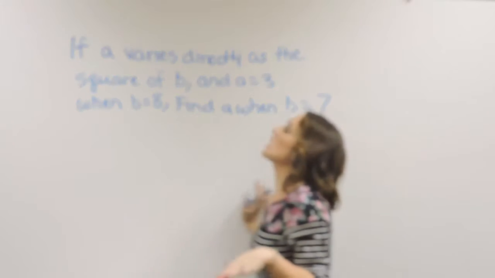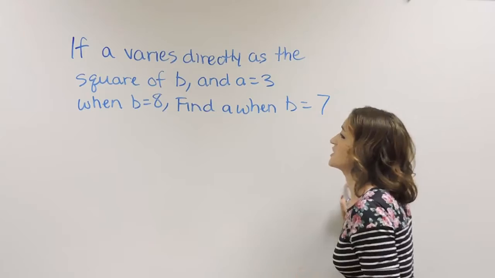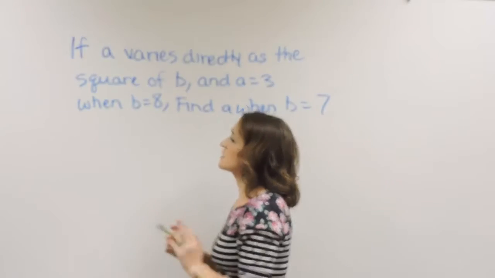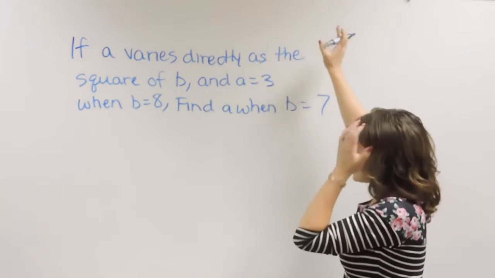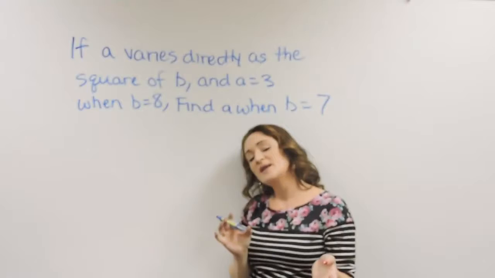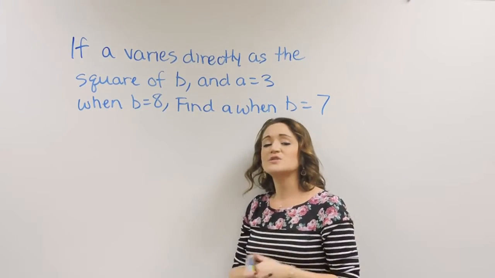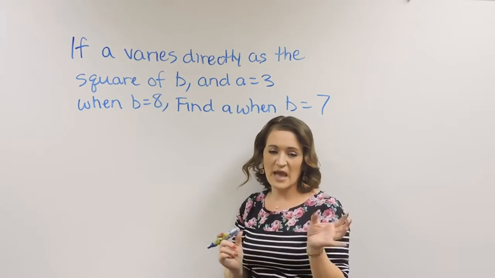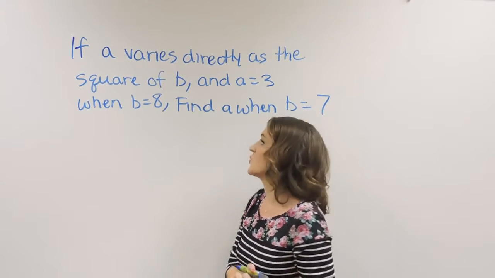Though we do need to be aware when it comes to variation problems that there's a few different kinds of variation. There's direct variation, there's inverse variation, there's variation as a square, and just different things like that. So depending on what kind of situation you have, that's going to play a big part because we have a few different formulas depending on what situation we have.